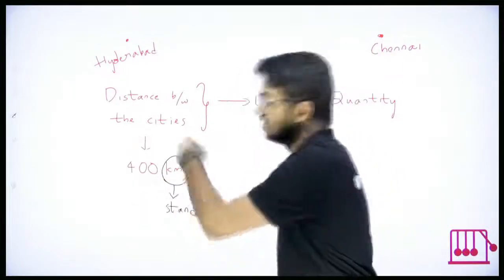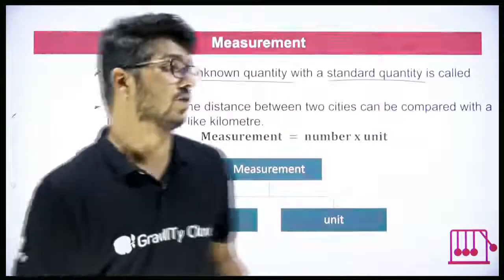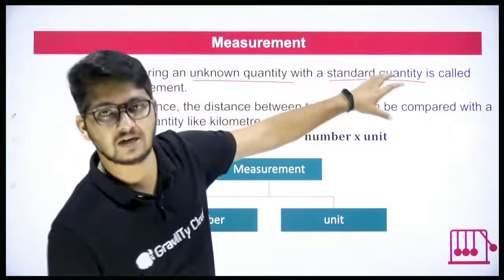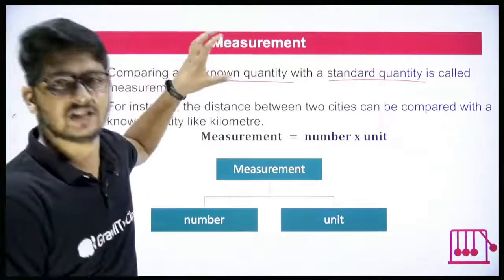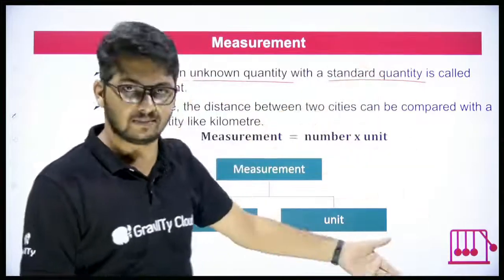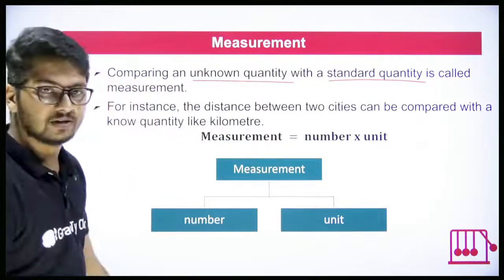So this is measurement. Coming back, it is comparing an unknown quantity with a standard quantity. The unknown quantity is the distance between cities, and the standard quantity is kilometer in our example. Good. So this is called measurement.